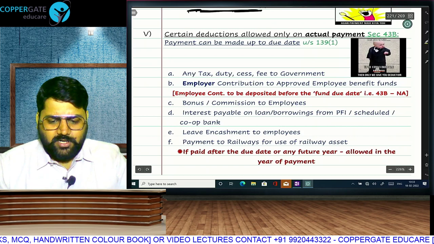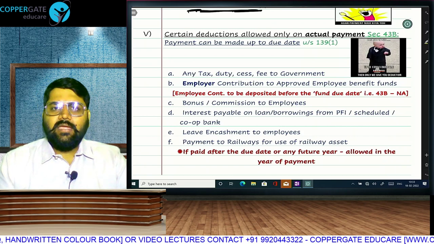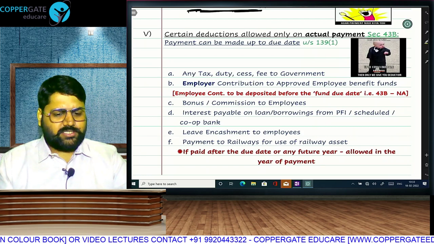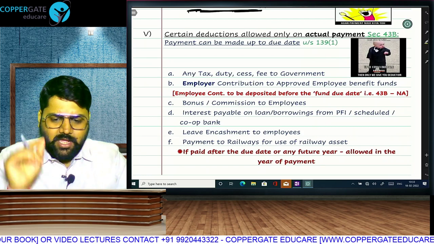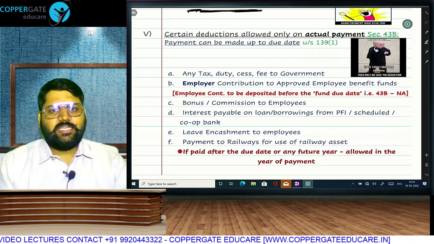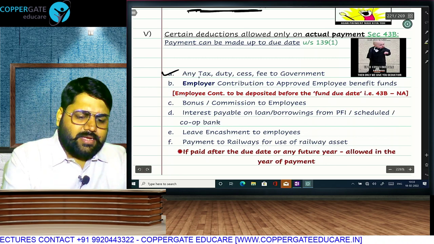43B, again an important provision, says that certain deductions will be allowed only if you make payment, even if you follow the accrual system of accounting, which you are allowed in PGBP. For these expenses, you will not get the deduction unless payment has to be made. Any kind of indirect tax.